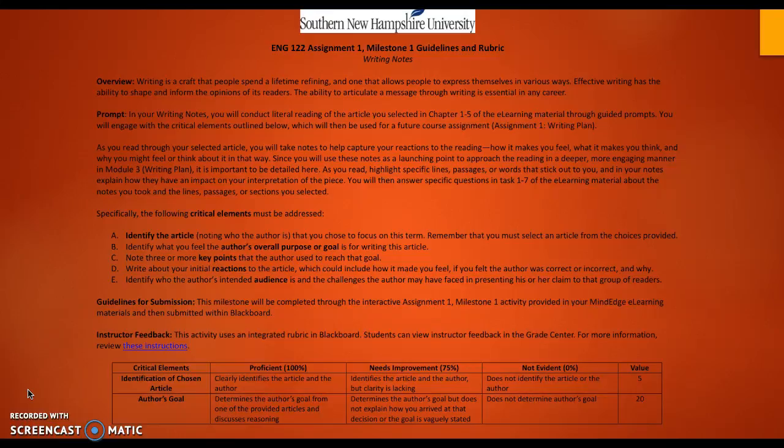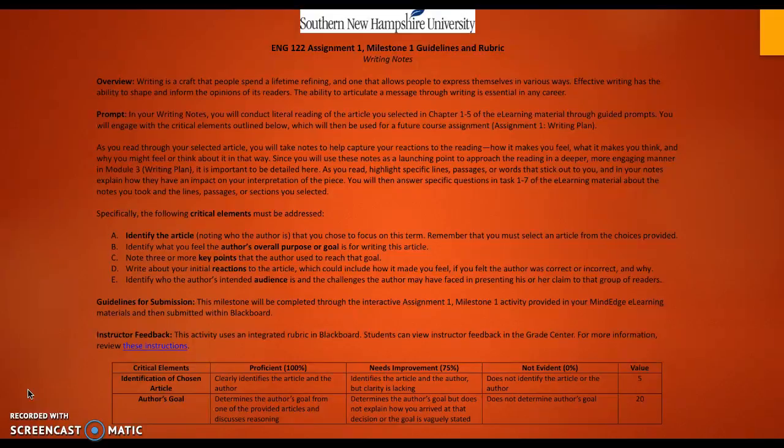The first one is to identify the article that you will choose for this term. You have 3 choices between Syra McFadden, Amy Tan, or Andrew Braxma. Your second critical element is to identify what you feel is the author's overall purpose or goal, which is essentially the thesis statement. The third critical element is to note 3 or more key points that the author uses to reach the goal. These key points could be the evidence that supports the thesis statement.